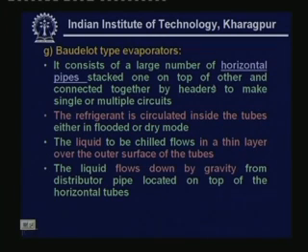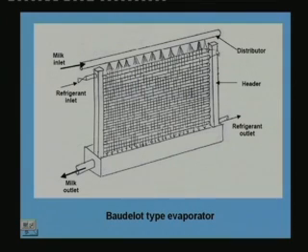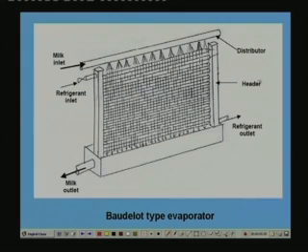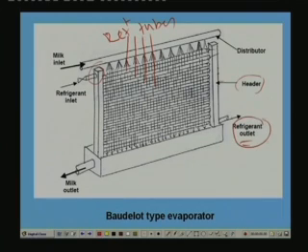Now let me show the picture of Baudelot type of evaporator. So this is the header. This is one header on this side, on the refrigerant inlet side, and this is the header on the outlet side. To this header, a large number of refrigerant tubes are connected. These are the refrigerant tubes through which the refrigerant flows. So the refrigerant enters into the header, and from the header it enters into several parallel tubes. It extracts heat from the liquid being chilled, and it exits from this header. From this header it goes to the compressor.